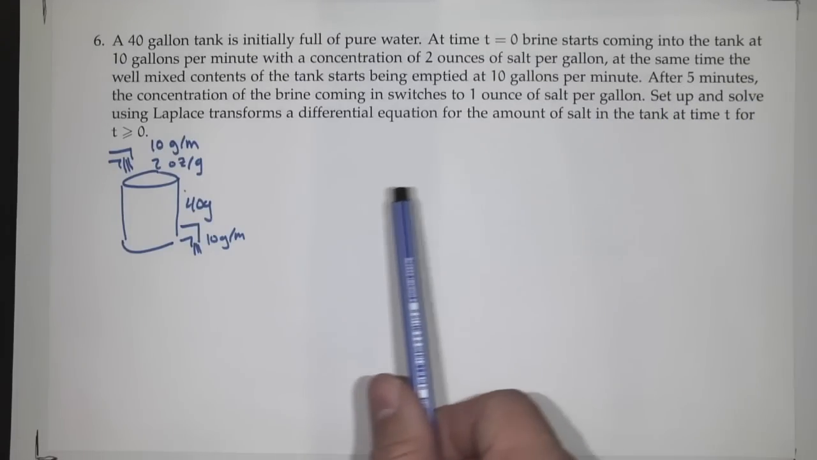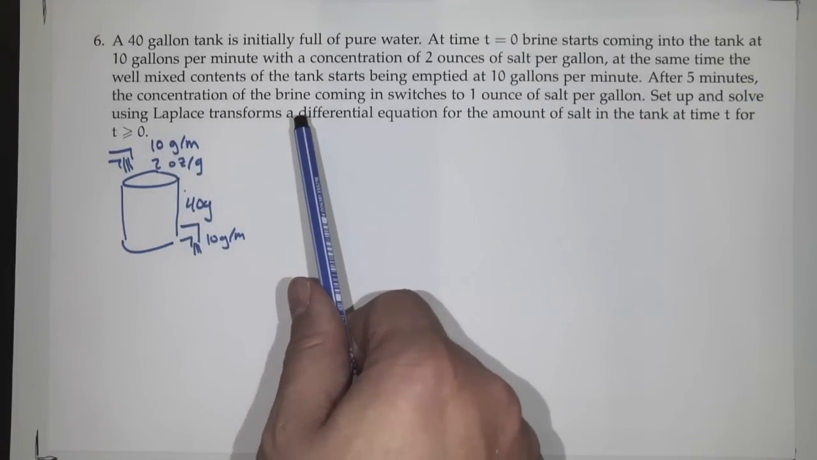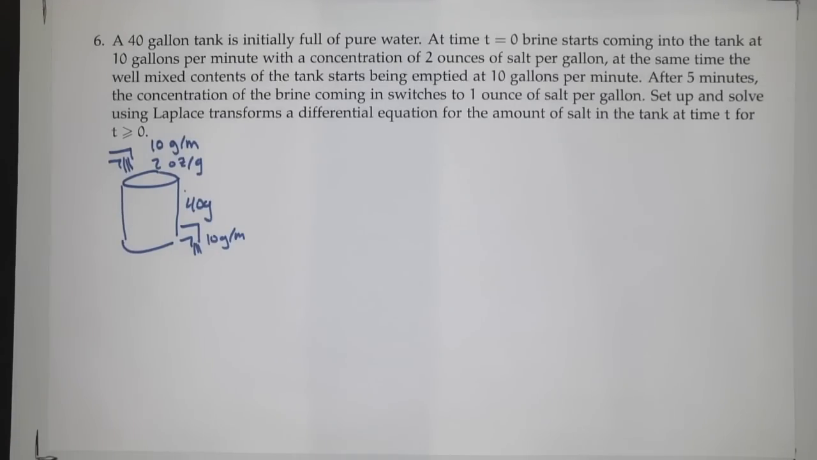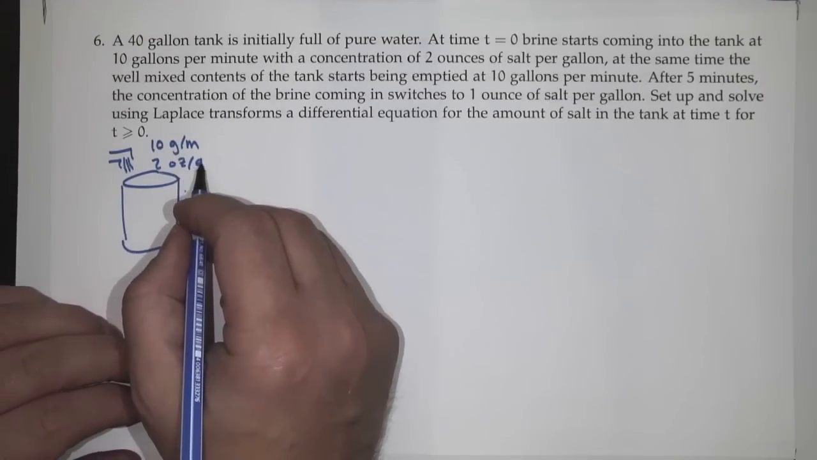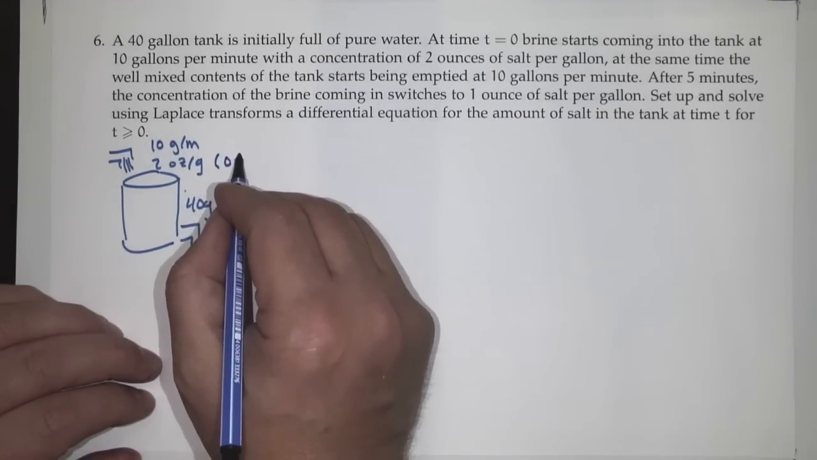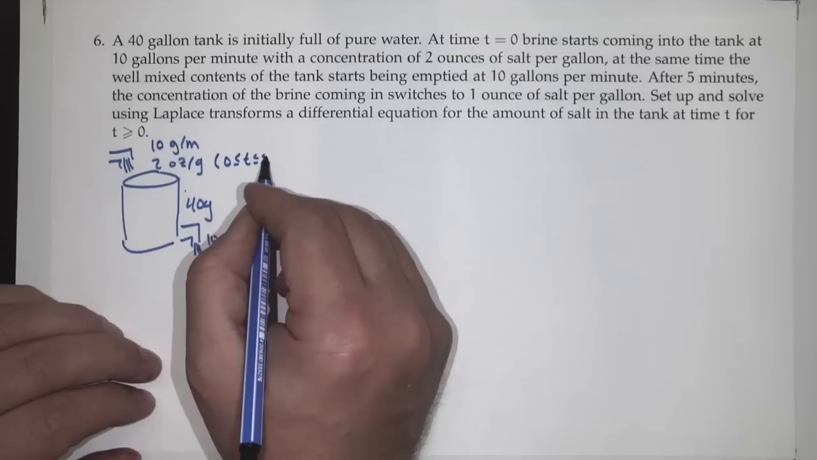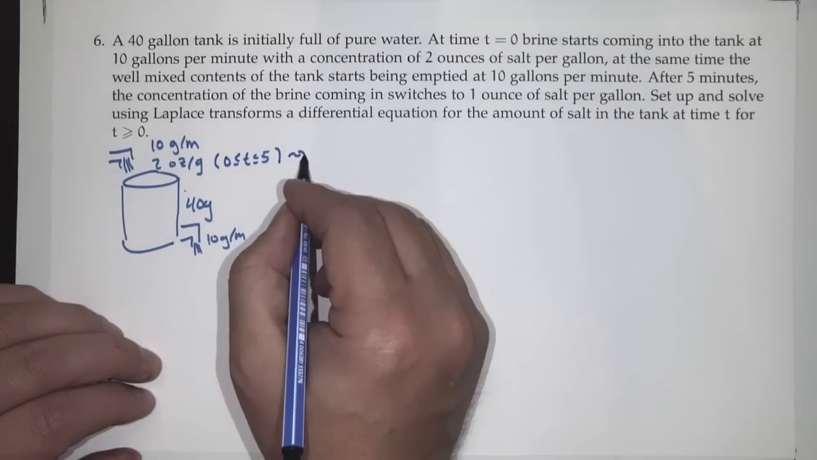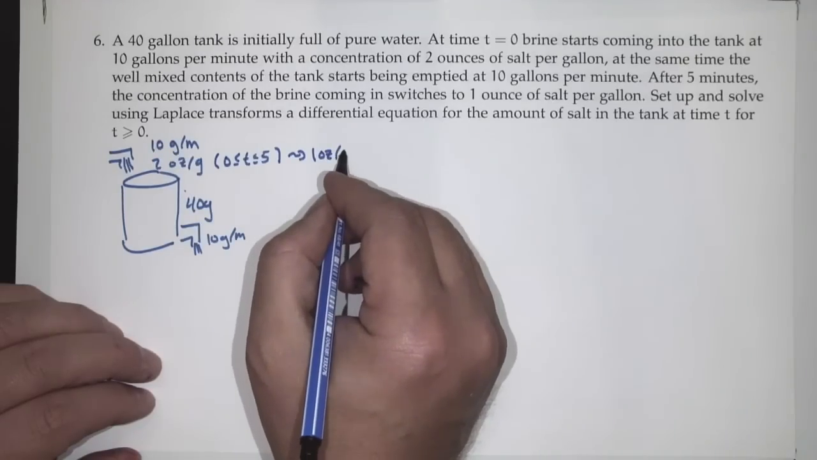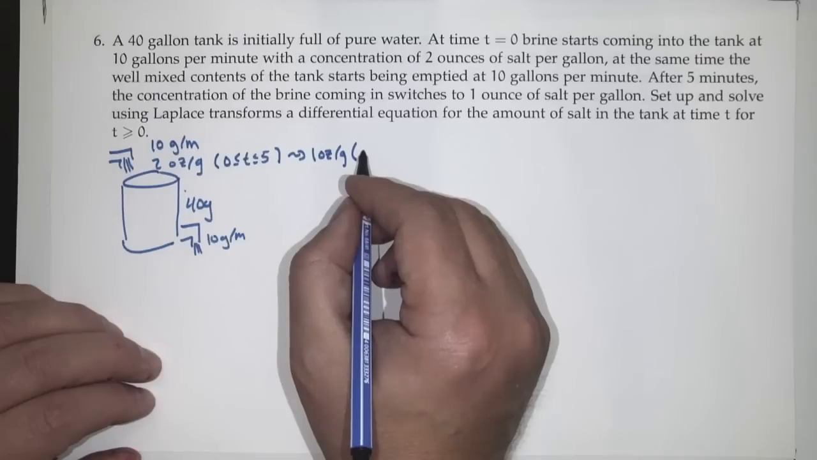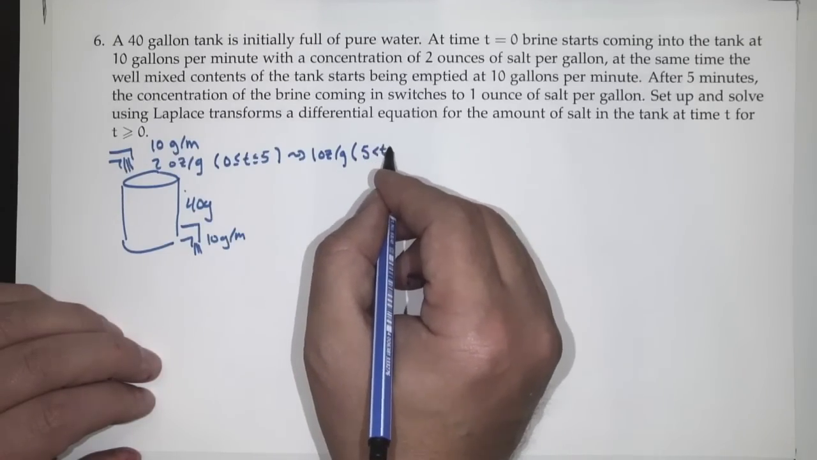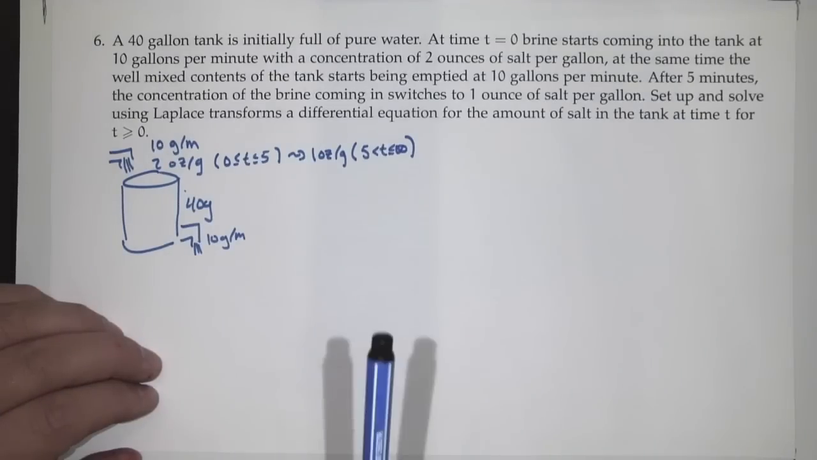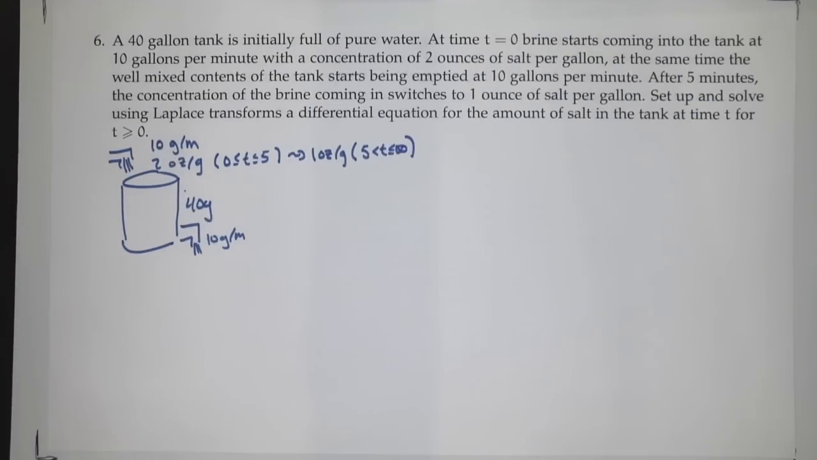After 5 minutes, the concentration of the brine coming in switches to 1 ounce of salt per gallon. So this 2 ounces per gallon actually only holds for the first 5 minutes, and then it goes to 1 ounce. So something changes behavior. So 5 less than t, and it looks like there's no other restrictions. Set up and solve using Laplace transforms a differential equation for the amount of salt in the tank at time t.